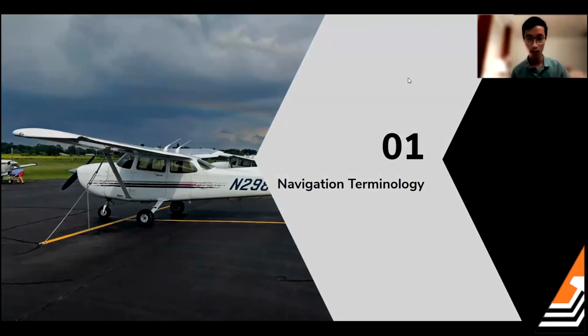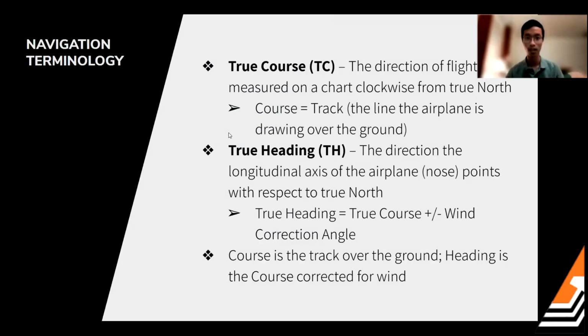Okay, so the first term I want to talk about is called true course. We're going to abbreviate that to TC. True course is just your direct flight measured on a chart from true north. So we haven't corrected for any variation or anything. Course is another word for track. Basically, this is the line your airplane is drawing over the ground. Nothing's corrected for wind or anything. It's just a straight line from your airport to the destination over the ground. That's your true course there.